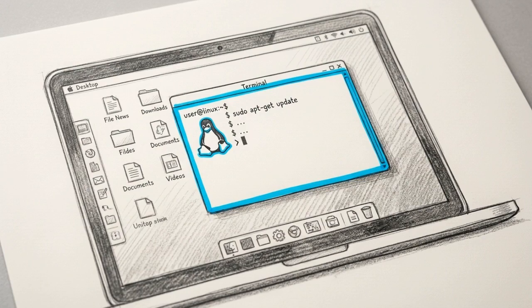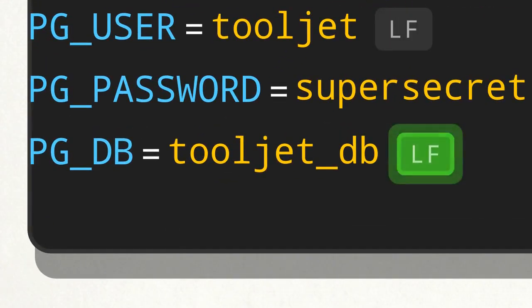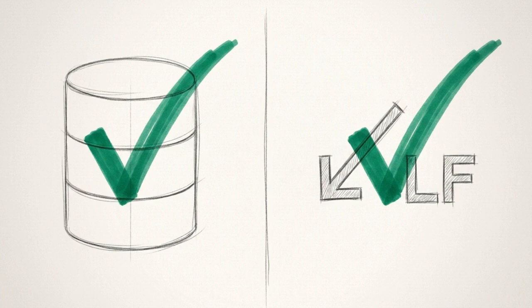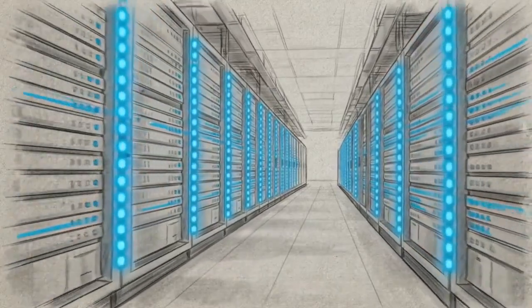If you are deploying this on a Windows machine using the Windows subsystem for Linux, there is a specific formatting requirement. Your configuration files must use line feed or LF line endings. The default Windows carriage return format will prevent the container's boot script from correctly parsing your environment variables. Segregating your databases and verifying your line ending formats resolves the 2 most common causes of silent startup failures in containerized environments.